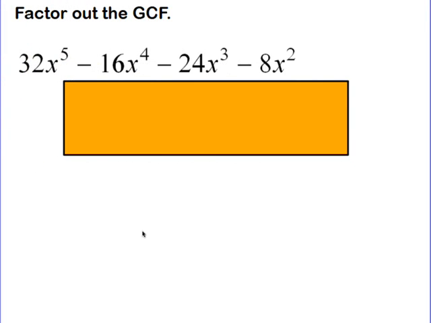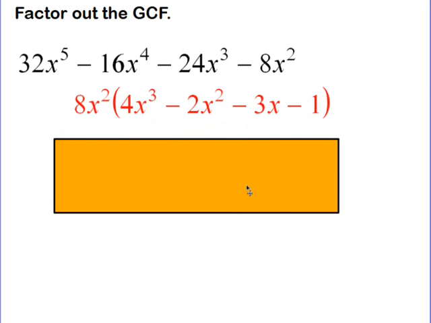Alright, please factor out 32x to the 5th minus 16x to the 4th minus 24x to the 3rd minus 8x squared. Please factor out the GCF. So your answer on this one is 8x squared is your GCF. So then parentheses, 4x to the 3rd minus 2x squared minus 3x minus 1.